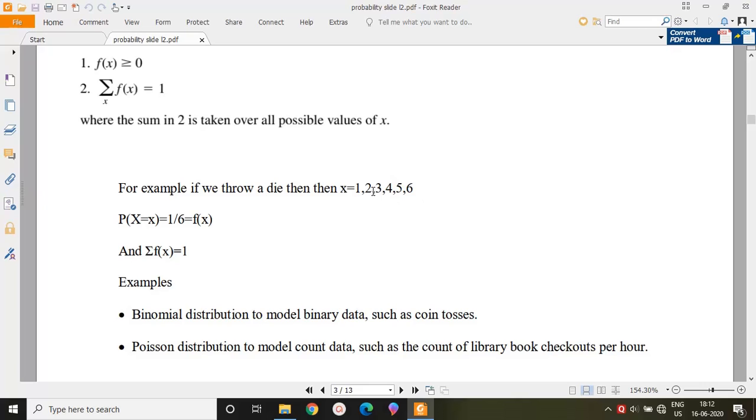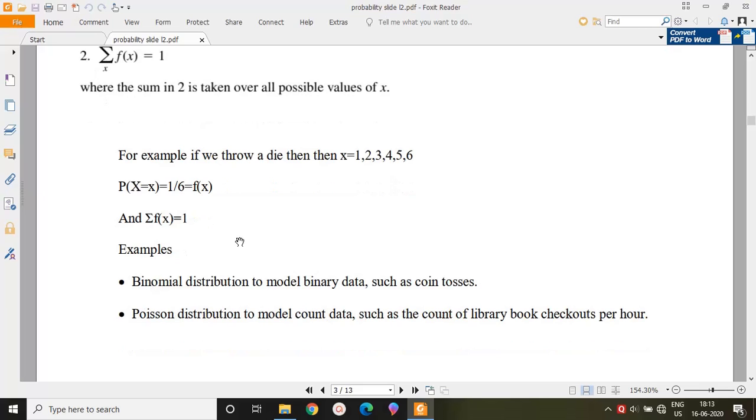What is the probability of 2? That is also 1 by 6. Probability of each number is 1 by 6 here. Hence, I can write probability of capital X equal to x is 1 by 6, equal to fx. And when I sum over, I get 1 by 6 summed six times, and the result is 1. Here, your f of x equal to 1 by 6 is your probability mass function.